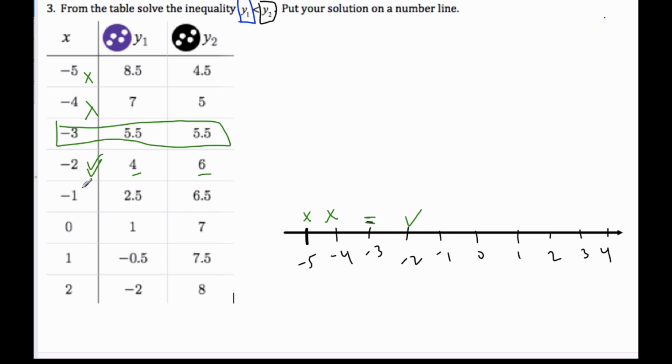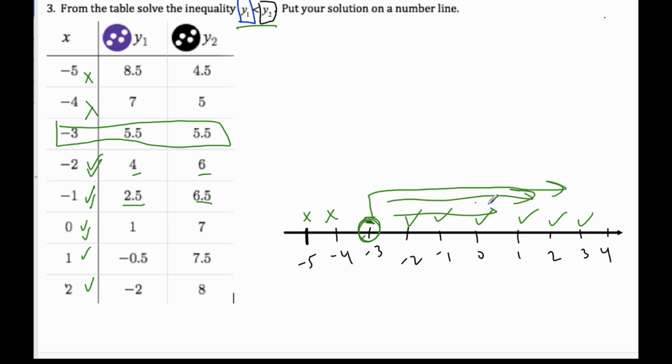I look at negative 1 as my x. At negative 1, is 2.5 less than 6.5? Yes. And I can see the rest of the pattern here, that it is good for all these values in this direction. All these x values make this statement true. So that means that all these x values here are solutions to the inequality. And on my number line, I'm going to put a circle at negative 3, and I want this direction, all these values here.